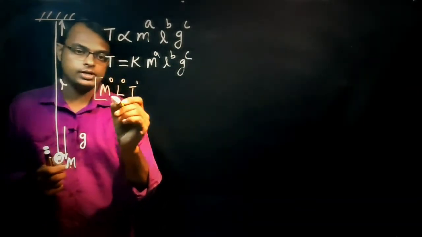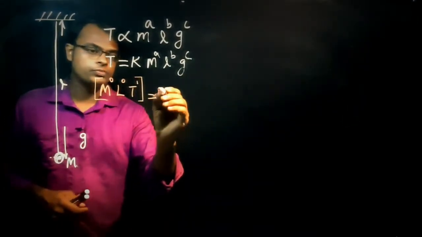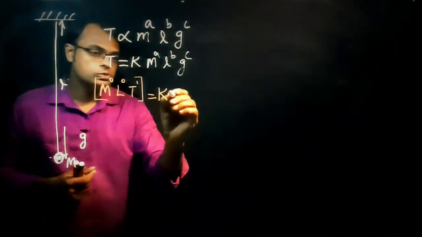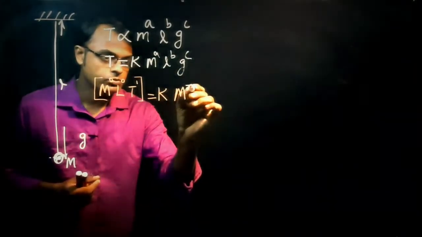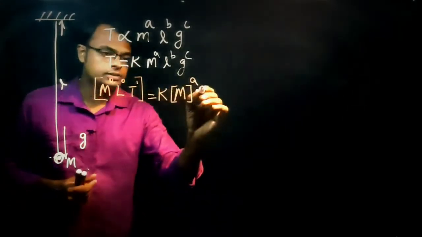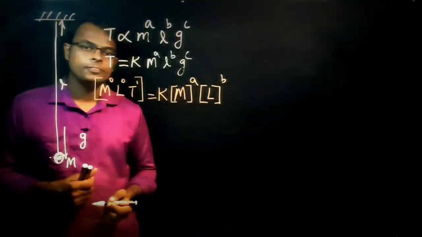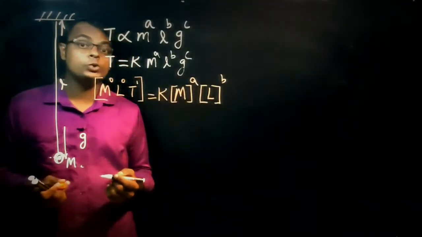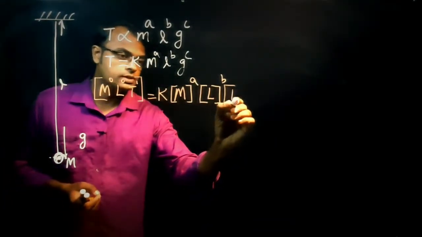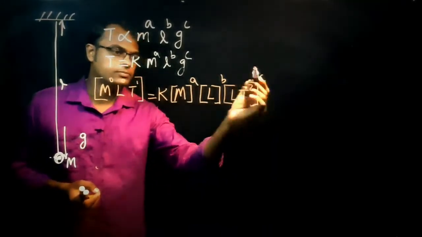Just for comparison, we write M to the power 0, L to the power 0, T to the power 1, which is equal to k into, what is next? The next physical quantity, mass. So mass, capital M, in square brackets, all to the power a. Next one, length: L in square brackets, all to the power b. Third one is G, acceleration due to gravity. The dimension of acceleration is L T to the power minus 2, all to the power c.